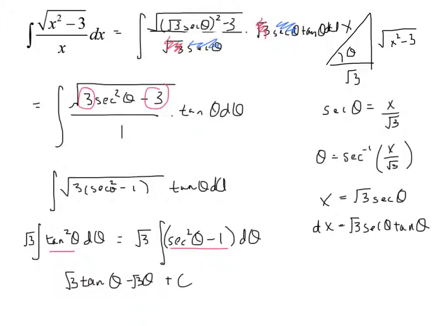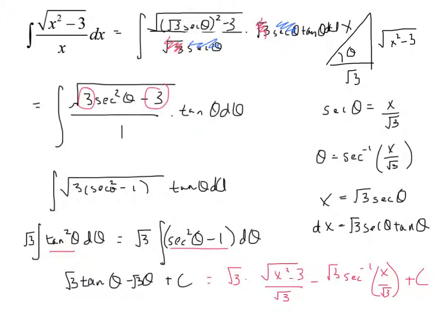Well, now let's replace all the thetas with x stuff. So we got square root of 3 multiplied by, now tangent is, go back to your triangle, it's opposite over adjacent. So we're going to have square root of x squared minus 3 over the square root of 3 plus, or I'm sorry, minus the square root of 3 times theta, which we said was the inverse secant of x over the square root of 3 plus a constant.